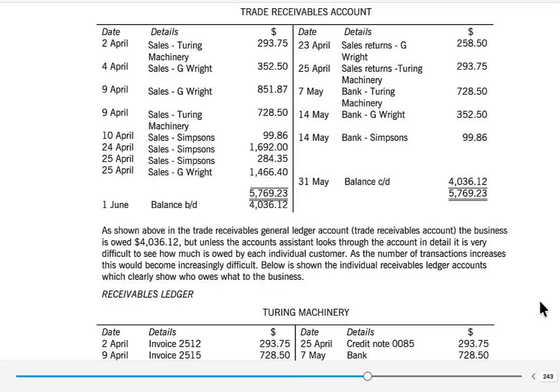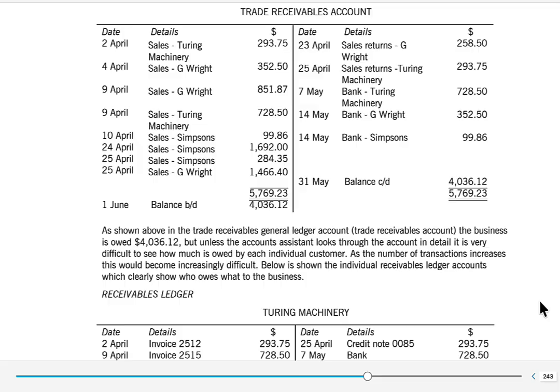Then the control account is balanced to find the closing balance carried down. The key number on this page is the closing balance carried down of trade receivables, 4,036.12. This means at the end of the period shown, customers still owe the business 4,036.12 in total. That figure is your target. When we total the customer balances, we must land on that same total.